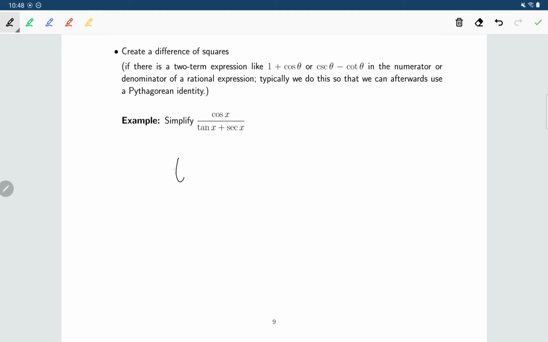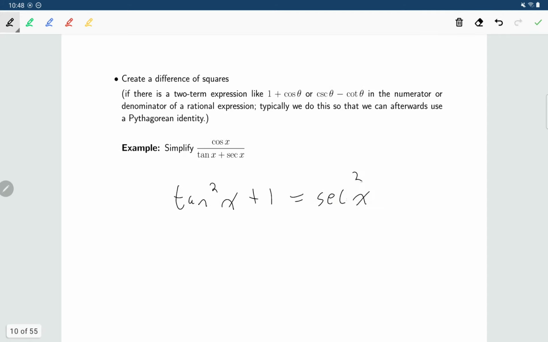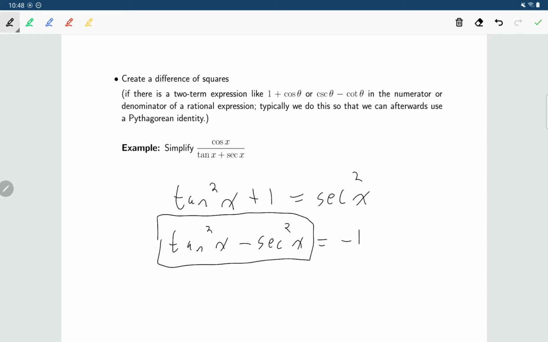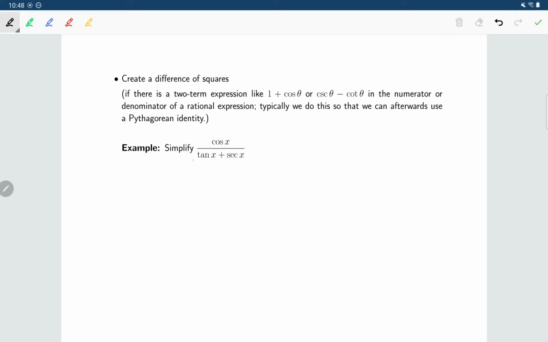So for example, you know that tangent squared plus 1 is equal to secant squared, but that could be rewritten as tangent squared minus secant squared is equal to negative 1. So in other words, if you had this difference of squares, a tangent squared minus a secant squared, you could replace that with a negative 1. And you know that you would be able to make a difference of squares if I have tangent plus secant, and if I were to multiply top and bottom by the conjugate, tangent minus secant.